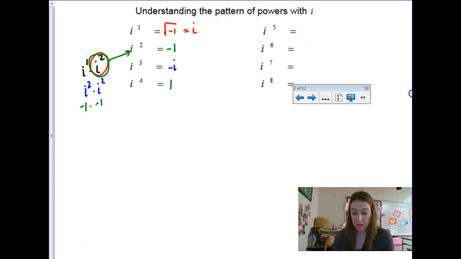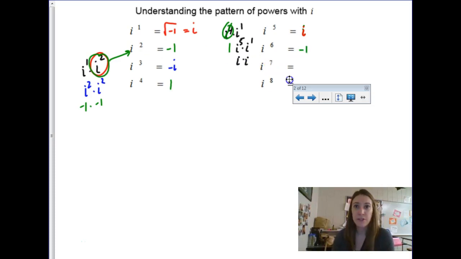i to the fifth power. We can break it up a few ways, but what if I broke it up into i to the fourth power times i to the first power? Well, we just learned that i to the fourth power is 1, and 1 times i would be i. i to the sixth power, again, we could break it up a few different ways, but what if I broke it up into i to the fifth power times i to the first power? We just learned that i to the fifth power is i, and then i times i gives us i squared, but wasn't i squared -1?